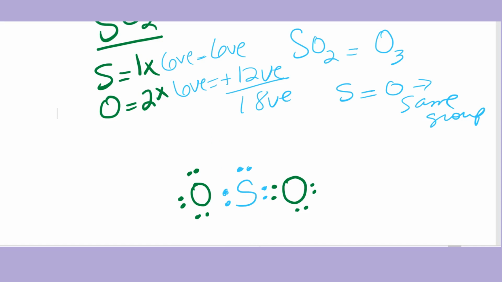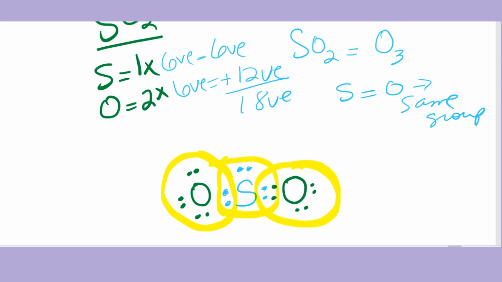So let me highlight it so you can see it. Right here. I've got 2, 4, 6, 8. And each of my oxygens also have 8. See this? 2, 4, 6, 8. And over here, I've also got 2, 4, 6, 8 as well.